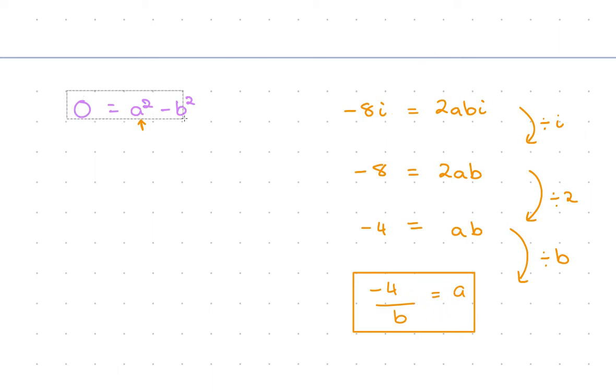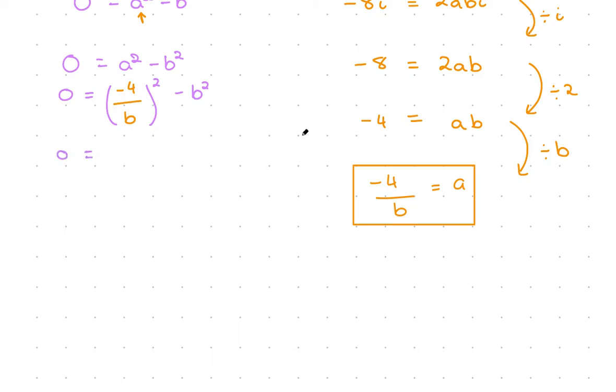So I currently have 0 is equal to a squared minus b squared. What I can do is substitute in minus 4 all over b as a, just replacing that in the formula, and do everything else as I normally would. So I get 0 is equal to minus 4 squared, so square the top becomes 16, square the bottom becomes b squared, and then it's going to be minus b squared.